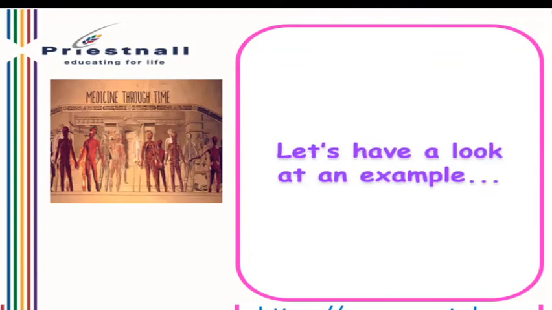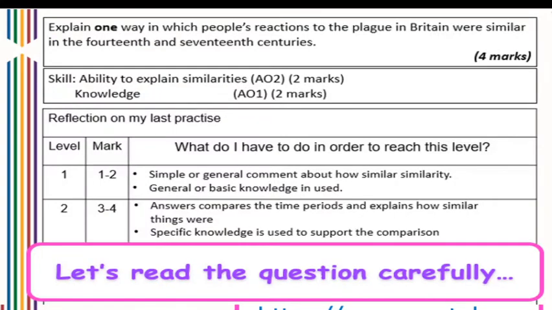So let's have a look at an example, a specific medicine example. So first we need to read the question carefully before we dive into it, because there's lots of potential errors we could make here. There's quite a lot going on in the wording of this question. So let's just read the question at the top here. Explain one way in which people's reactions to the plague in Britain were similar in the 14th and 17th centuries.